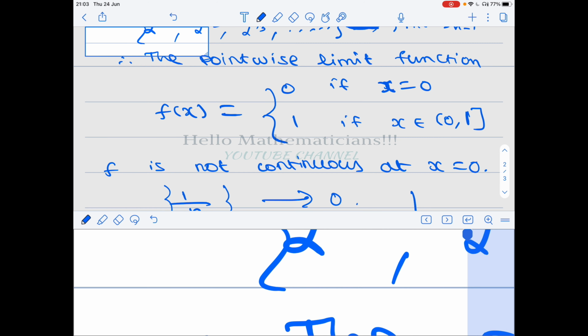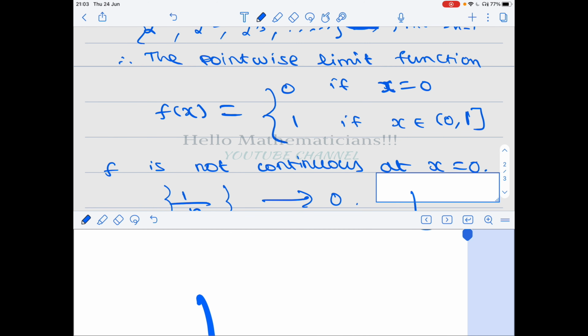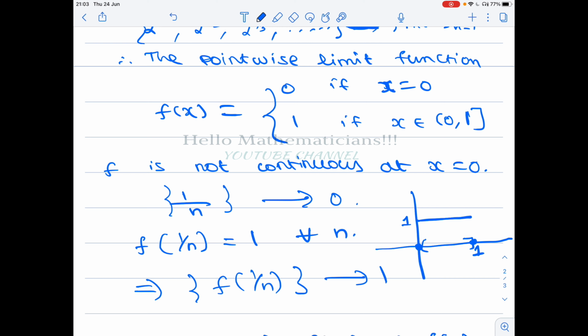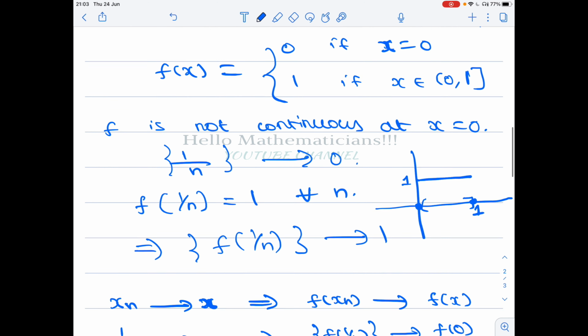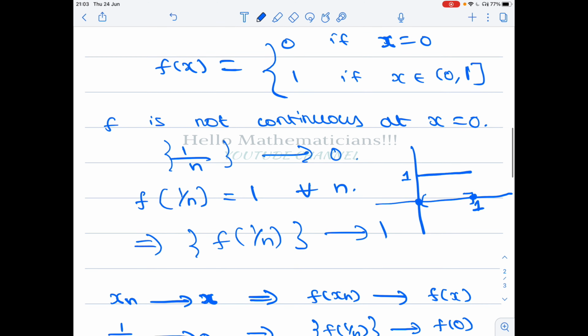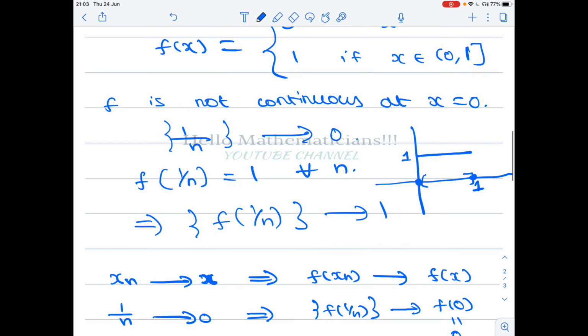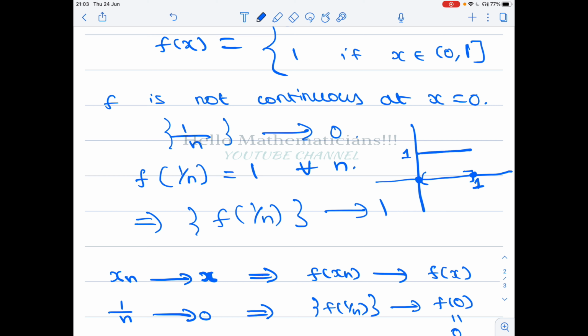So clearly we can see that this function has a jump discontinuity at 0. The function jumps when you move right of 0. So this function is clearly not continuous at 0. Another way of seeing why it is not continuous at 0 is that you can explicitly construct a sequence. Consider the sequence 1 by n that converges to 0.